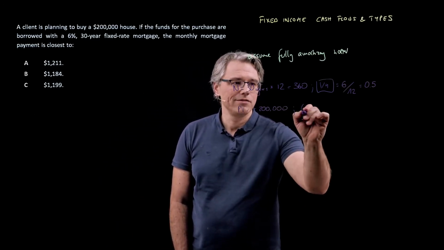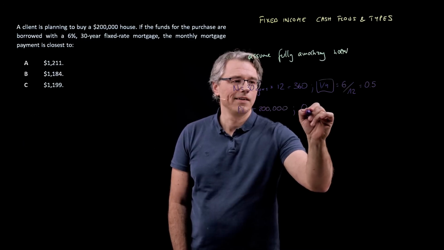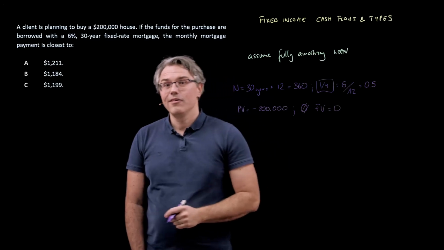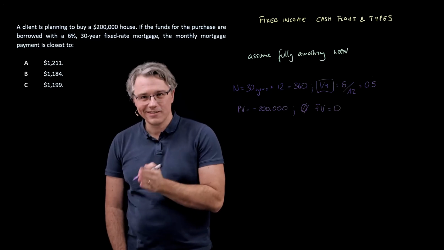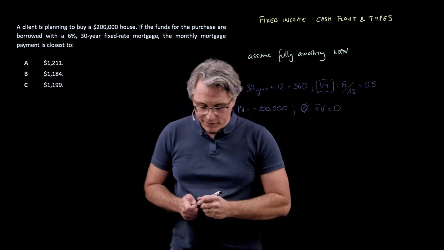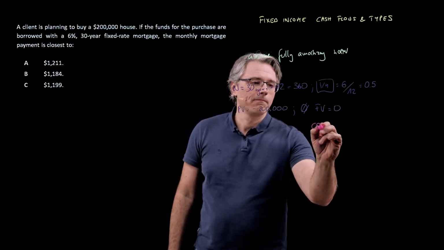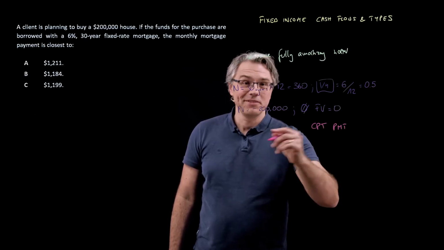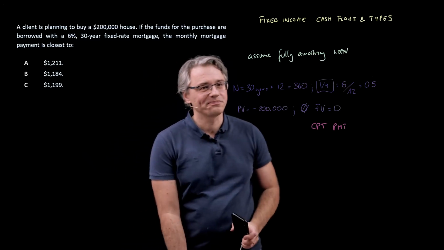Now you can either do FV set at 0, or you can just leave FV blank, assuming you've cleared the TVM worksheet from the previous question. And we're going to be looking for CPT, so computing PMT. CPT is the shortcut for computation, okay, to compute.